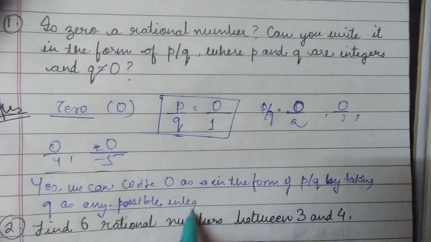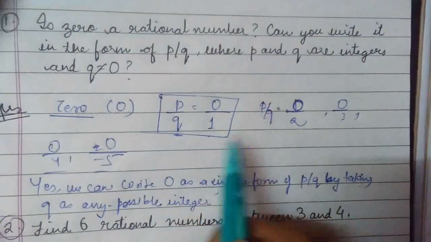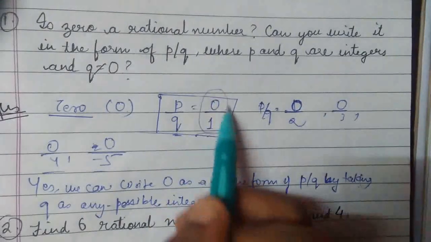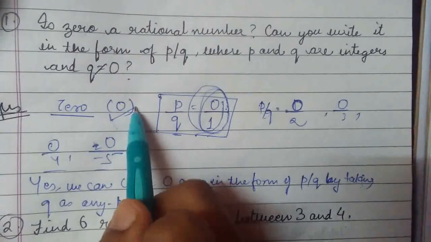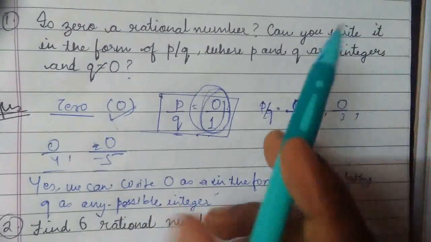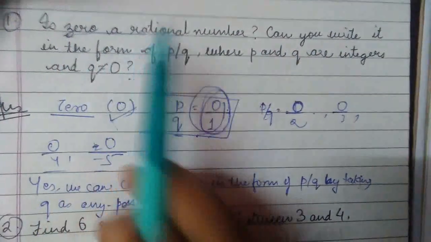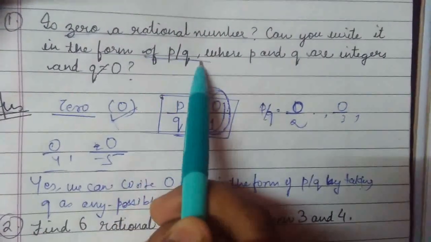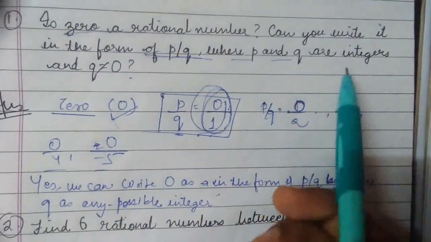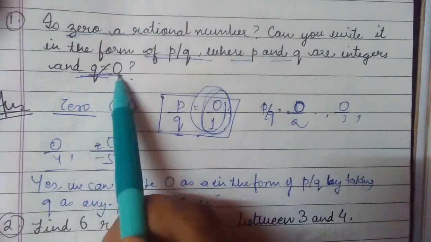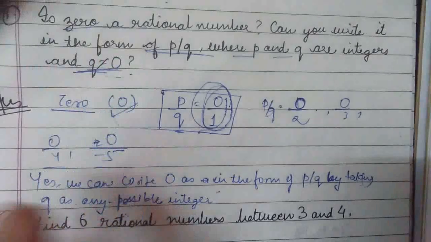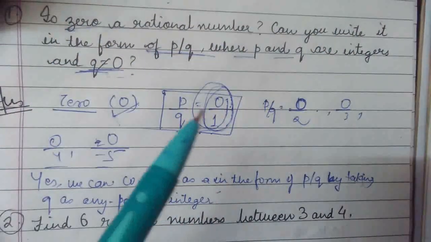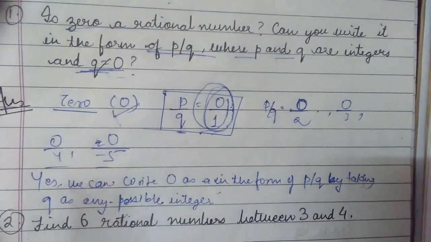Why am I taking q as any possible integer? Because q can be any possible integer, it will give the result. Ultimately, it will lead to a result of 0 itself. That is why I can write 0 as a rational number, and that too in the form of p by q, where p and q are integers and q is not equal to 0. Alright, so I told you this question in the most perfect way.